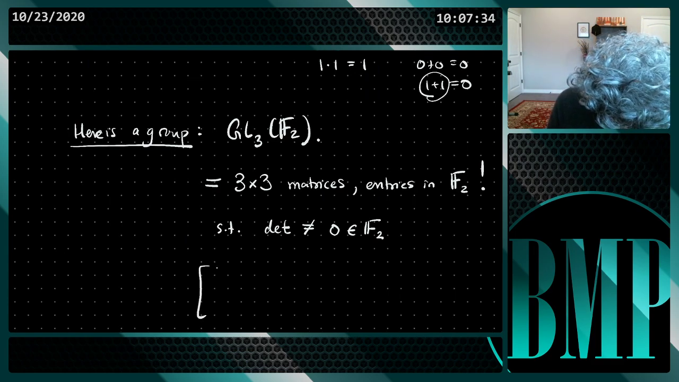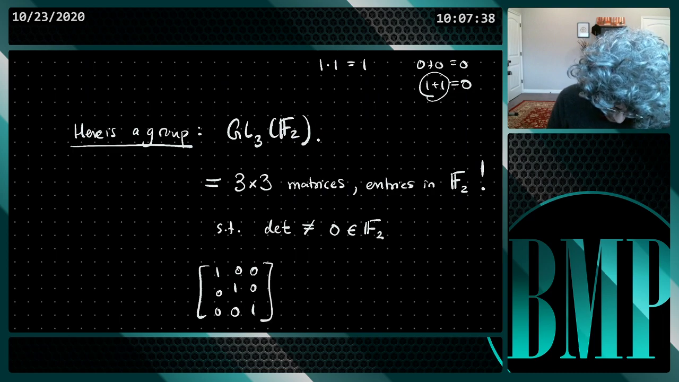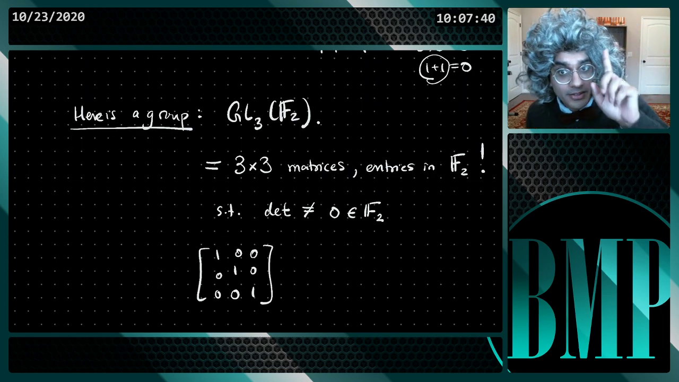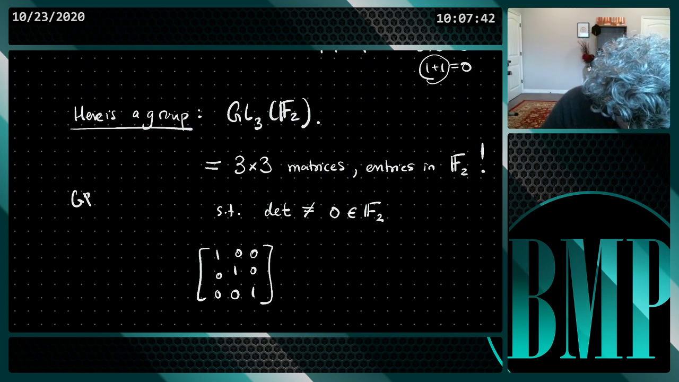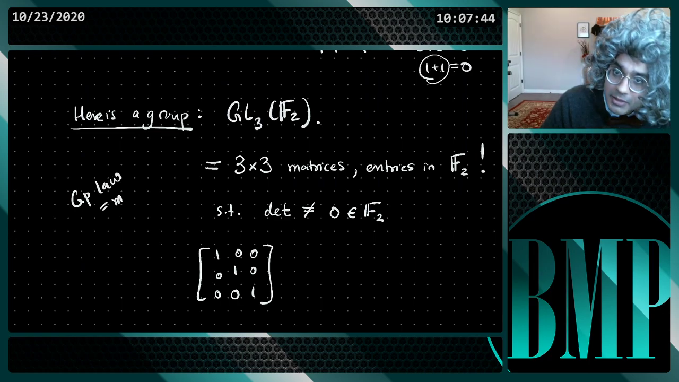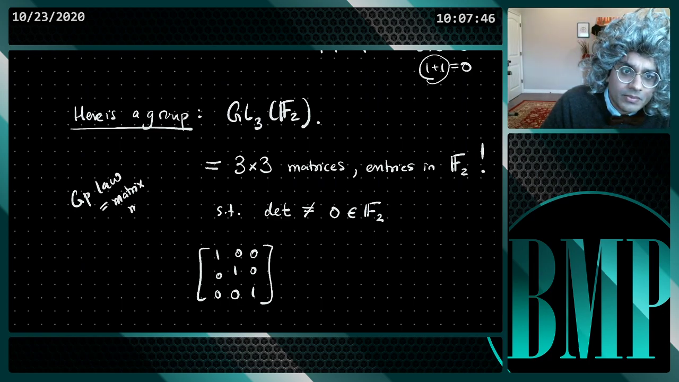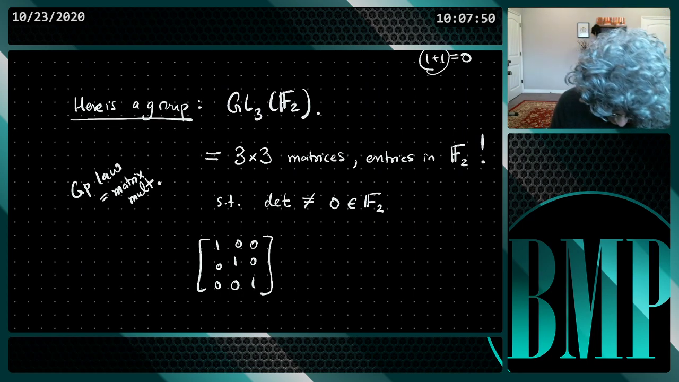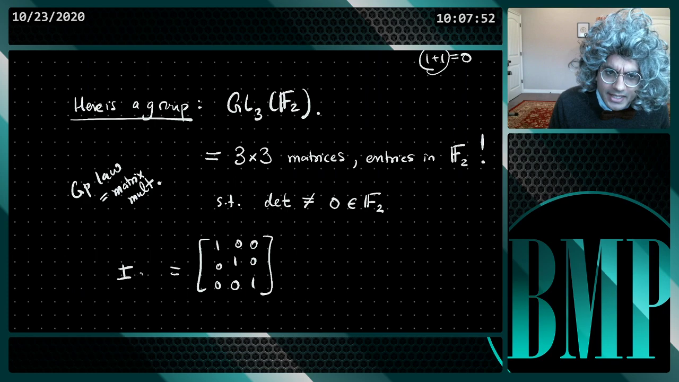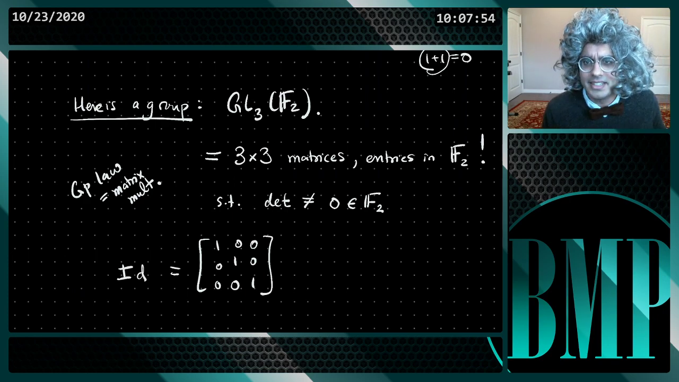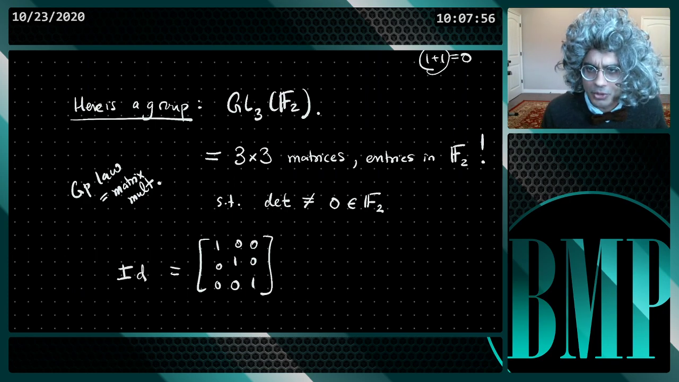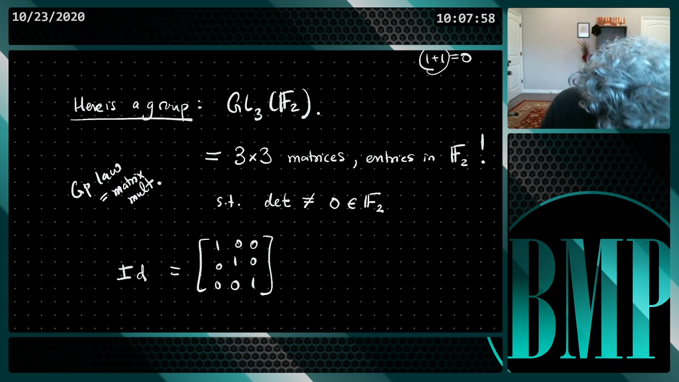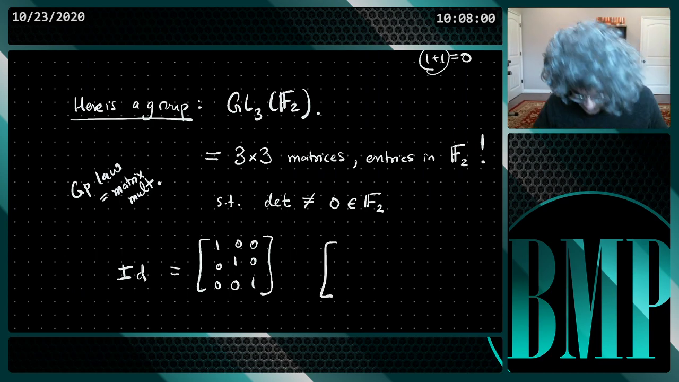For example, this element. Oh, and the group law is matrix multiplication. So for example, this thing is literally the identity element in this group. All right, this one. Here's another element.